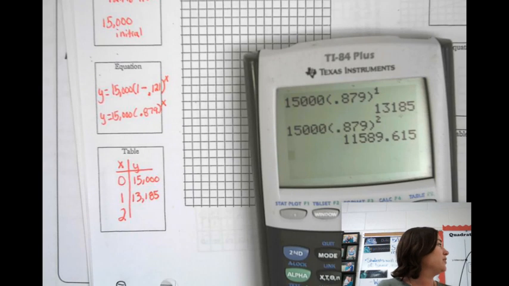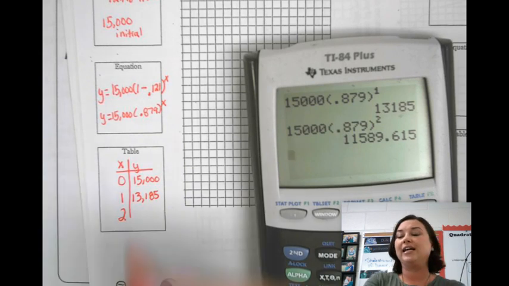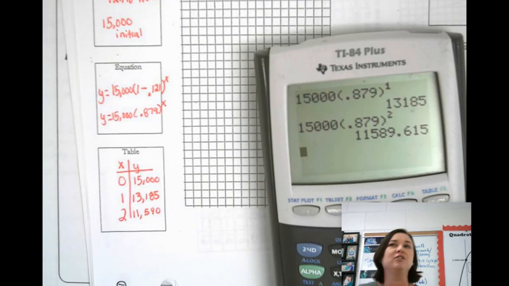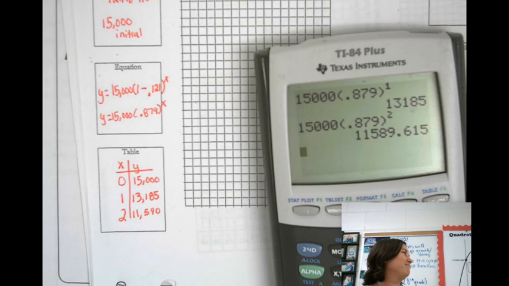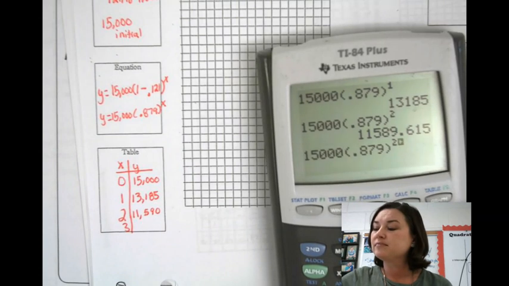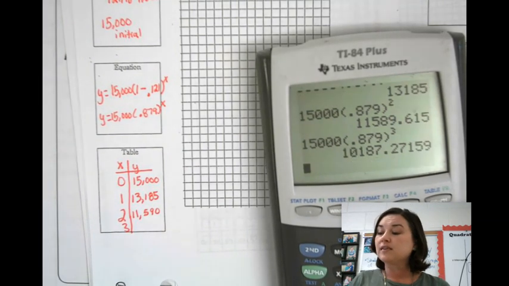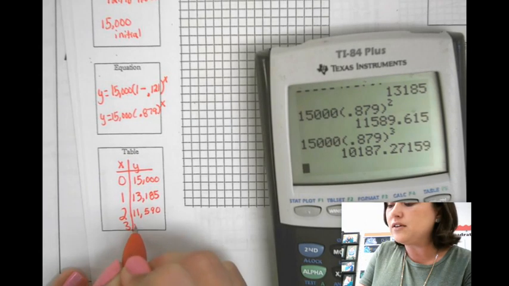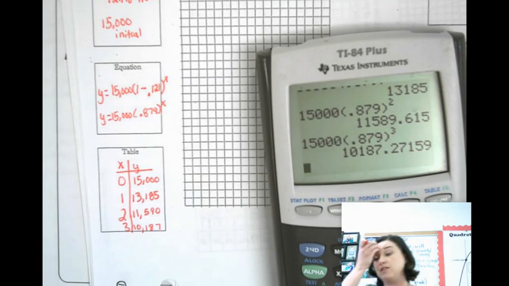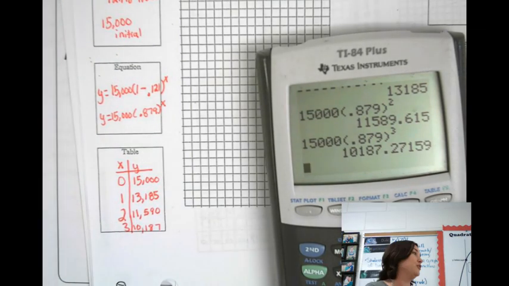And now it's 11,589. Let's just round it to the nearest dollar, $11,590. Because when you go to buy a car, you do not include change until you start figuring out tax with them. And let's just do one more point. I would plug in 3. And it is $10,187. So in 3 years, it has dropped almost $5,000.